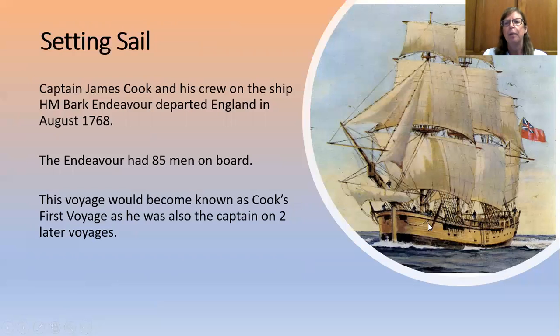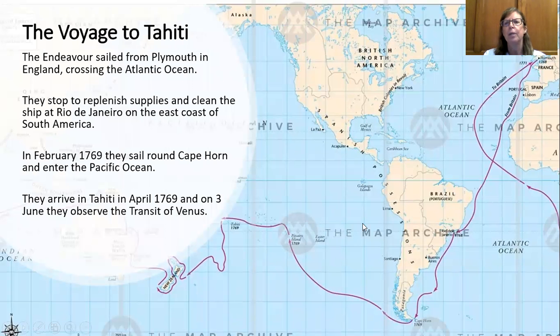And here's a painting of the Endeavour, the boat that they sailed on. Captain James Cook and his crew on the ship H.M. Bark Endeavour departed England in August 1768. The Endeavour had 85 men on board. The voyage would become known as Cook's first voyage, as he was also the captain on 2 later voyages.